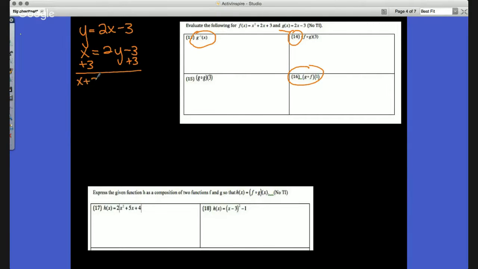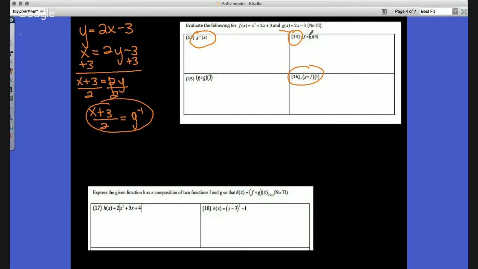So I have x plus 3 equals 2y. Again, my goal is to get y by itself, so I'm going to divide all of this by 2, giving me x plus 3 all over 2 equals y inverse. Or since we're talking about g, it would be g inverse there, okay? So that's what we're talking about on that one.